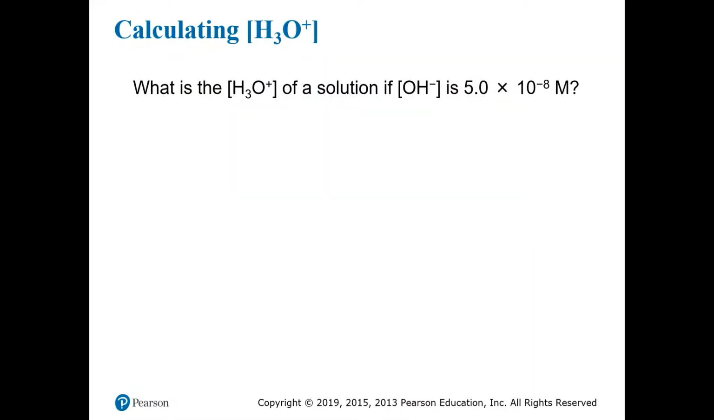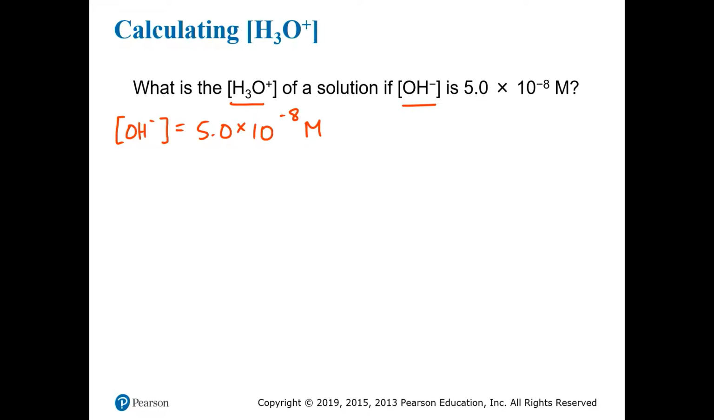Let's do an example where we calculate the hydronium ion concentration from a given concentration of hydroxide ions. They're telling us that the hydroxide ion concentration, OH-, is 5.0 times 10 to the minus 8th molar. Now, before we do this calculation, sometimes it's useful to try and predict what kind of solution we're dealing with so that we can see that our answer makes sense.